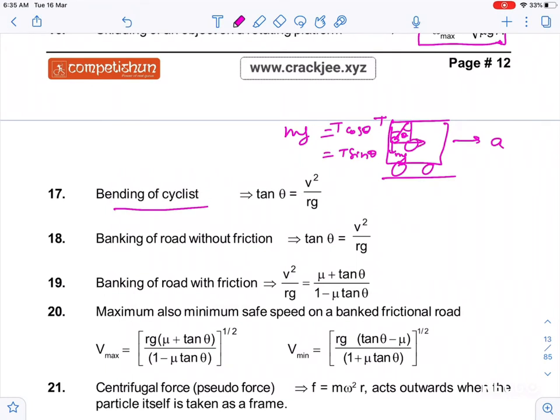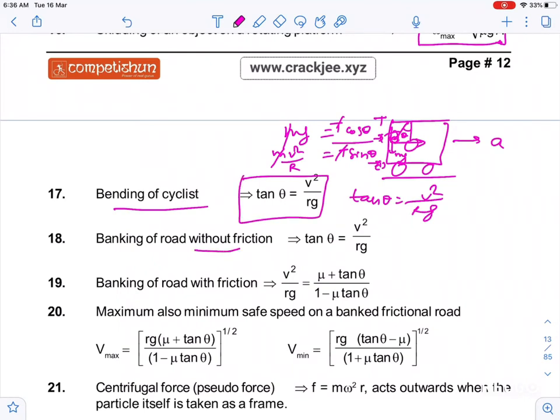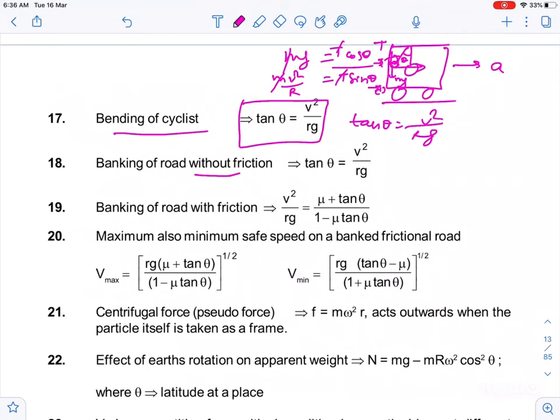T sin theta is equal to mv square by r. Dividing these two, dividing equation 1 by 2, tan theta is equal to v square by rg, so the m cancels. So in the bending case, you can directly use this formula, tan theta is equal to v square by rg. Even for banking of the road without friction, you can write tan theta is equal to v square by rg.